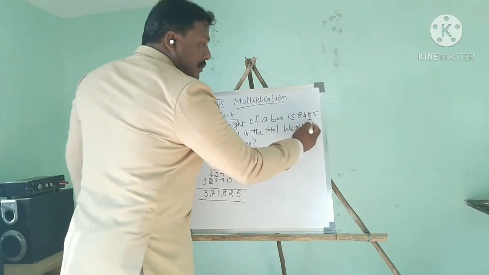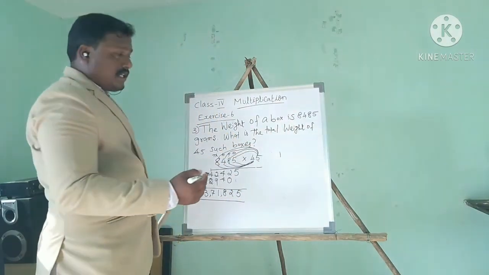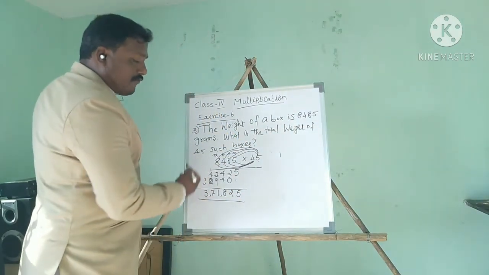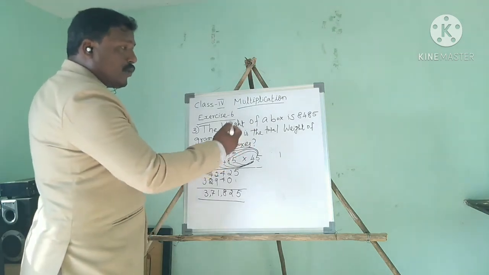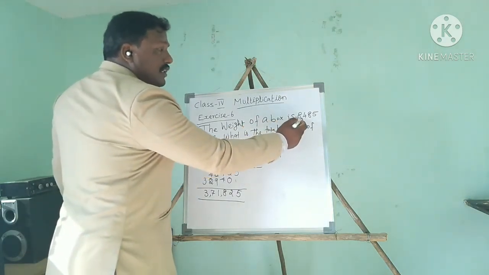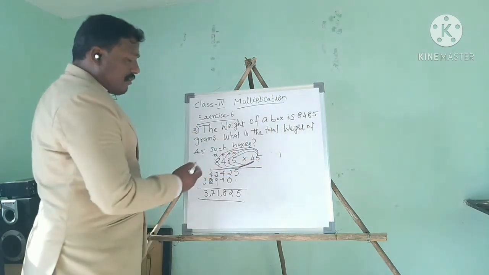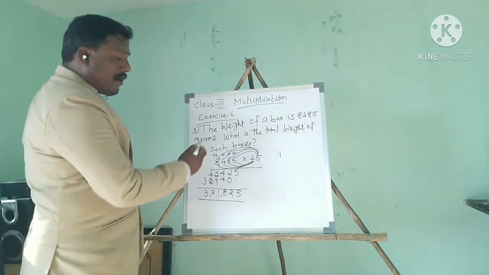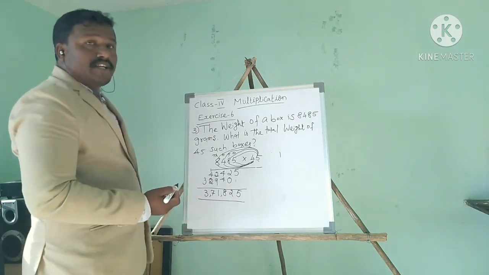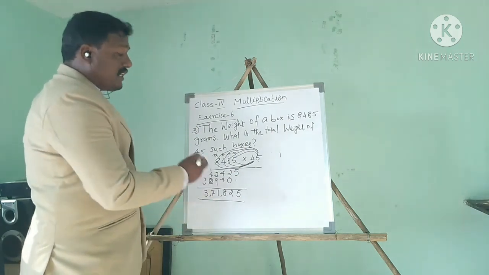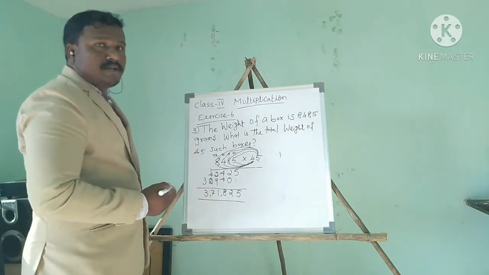See, that is 1 box grams. Now we know 45 boxes grams. So the same box, 1 box is 8,485 grams. Now we found out the total grams of 45 boxes: 3,71,825 is the total grams of 45 such boxes.